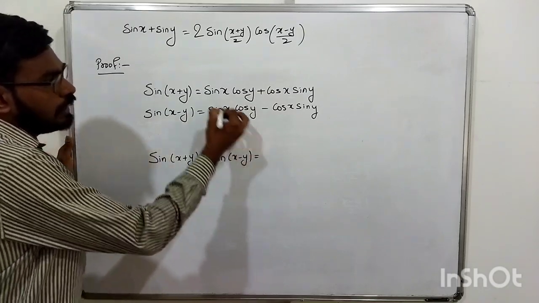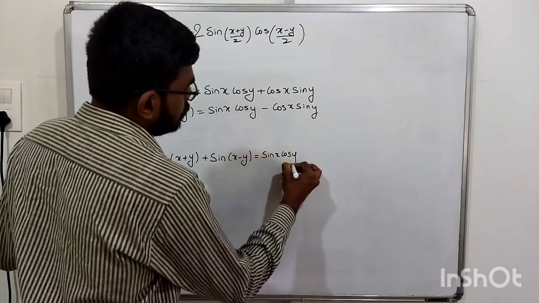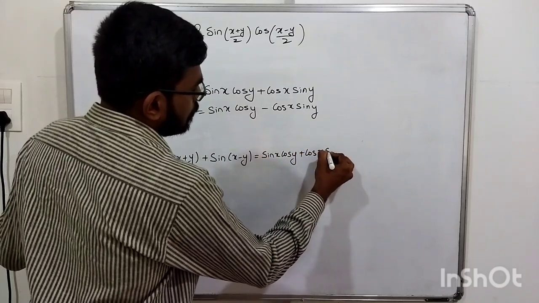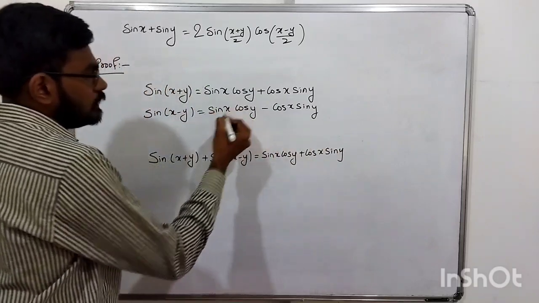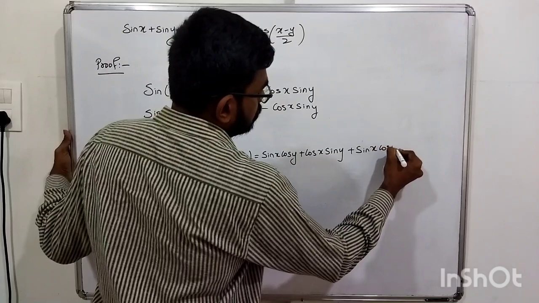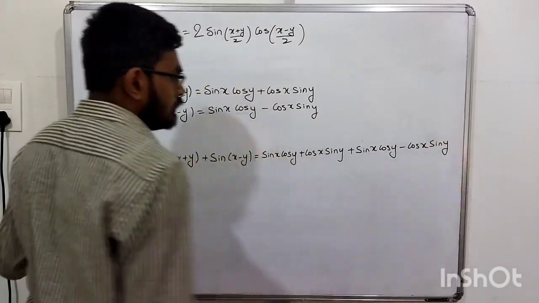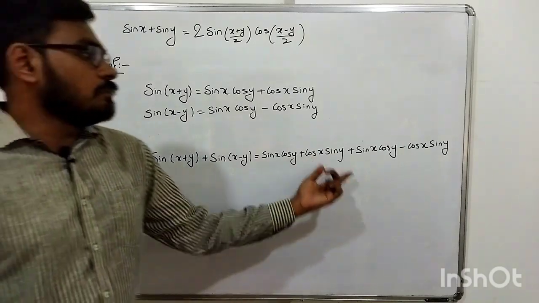Again here the RHS will be added: sin x cos y plus cos x sin y, plus this sin x cos y minus cos x sin y. Okay, next see what we can cancel from this.